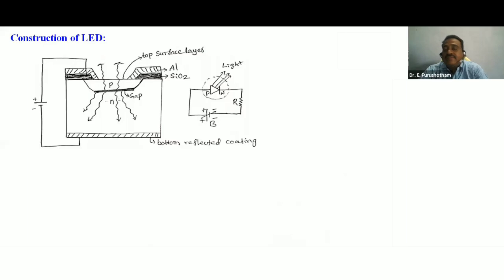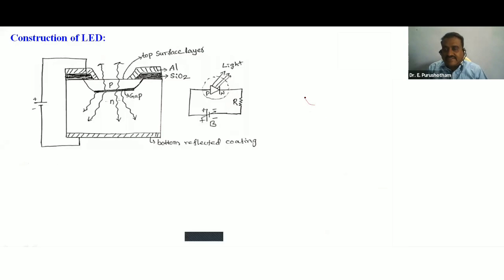Construction of LED. Very, very important. Construction and also working. You clearly observe. You can write in your own words. So I am giving here.